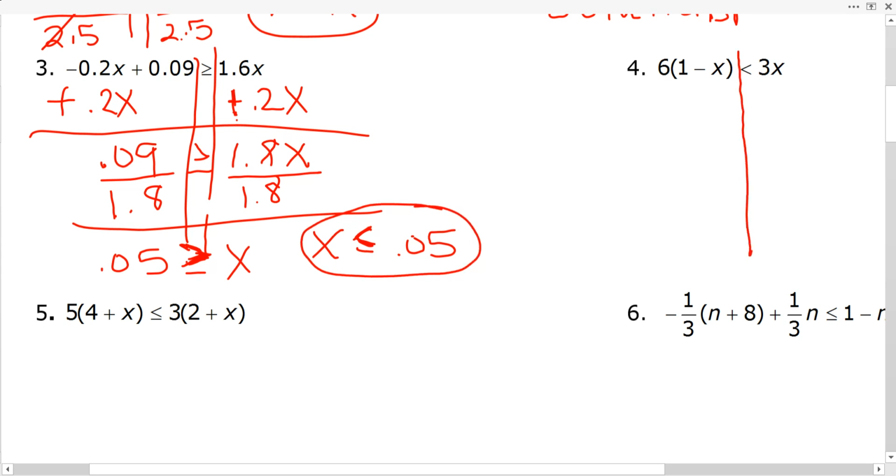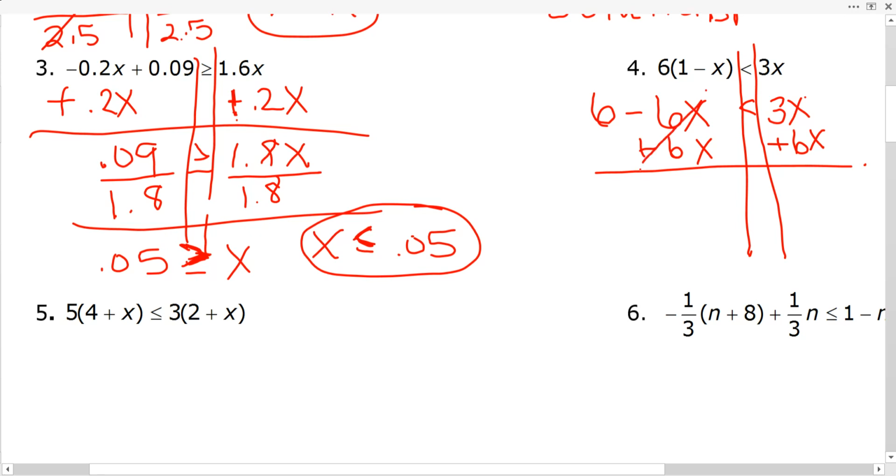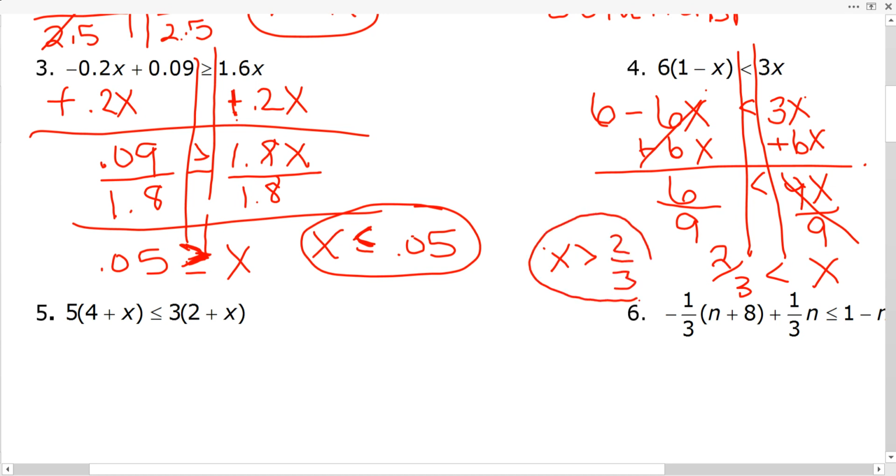When I do number 4, I need to go ahead and distribute. 6 times 1 is 6. 6 times x is minus 6x, less than 3x. I'm going to go ahead and add 6x to both sides. 6 is less than 9x. Divide both sides by 9. And I end up with 2/3 less than x. And since I'm going to flip it around with my x on my left, x is greater than 2/3. If you turn 2/3 into a decimal, that's fine.